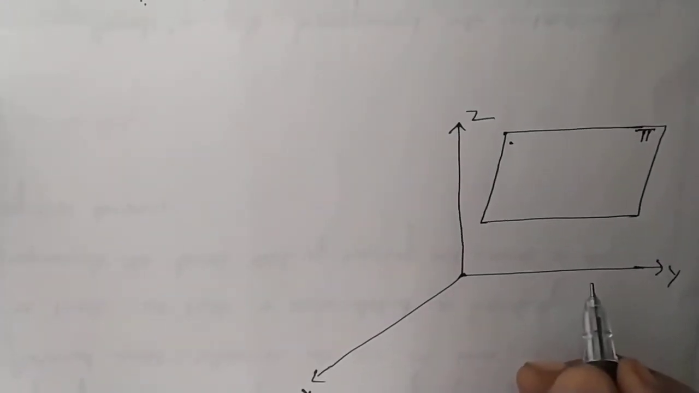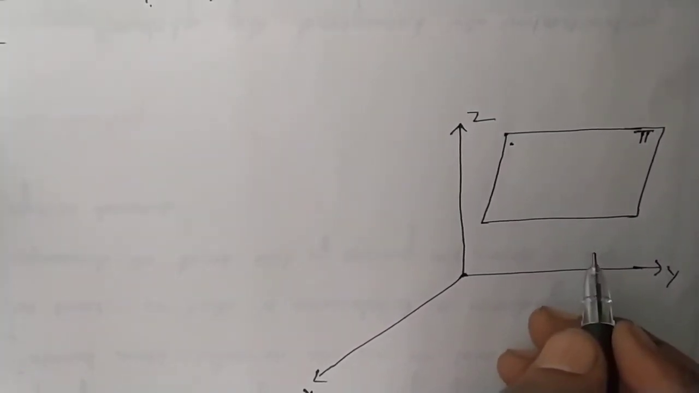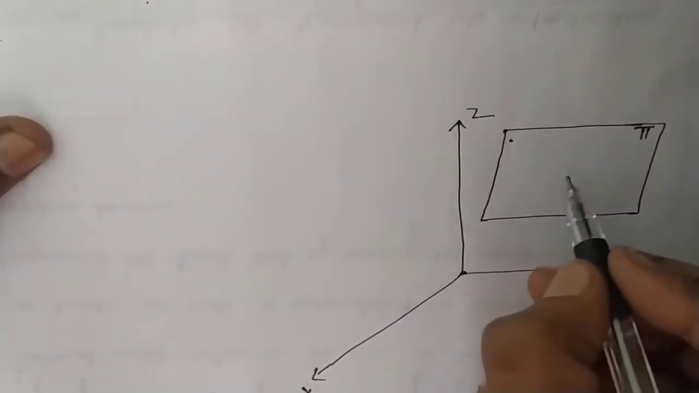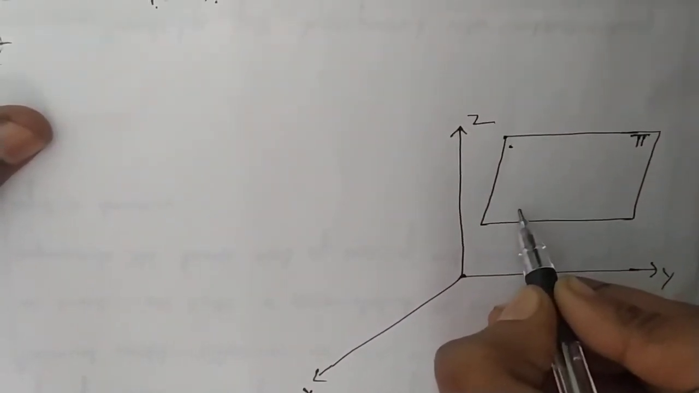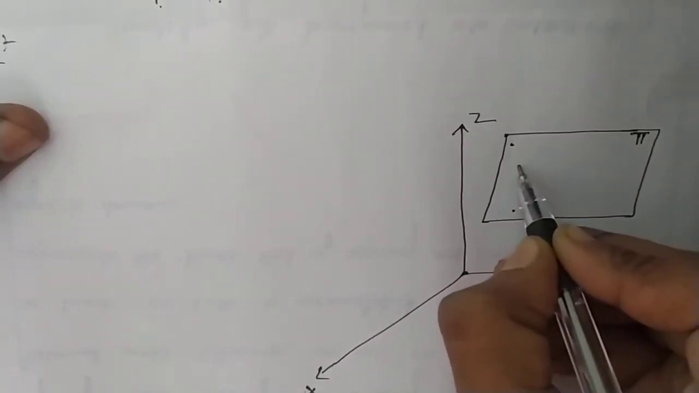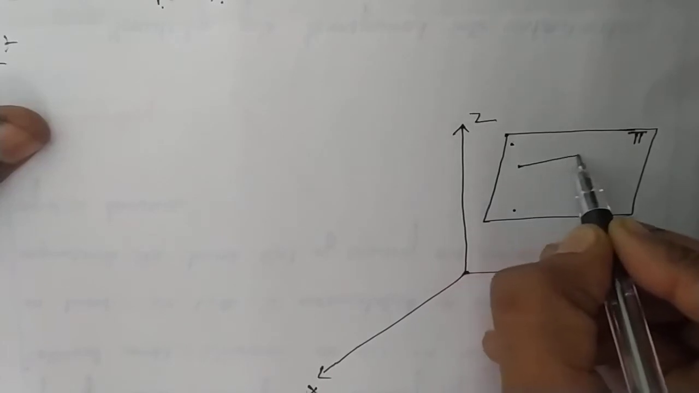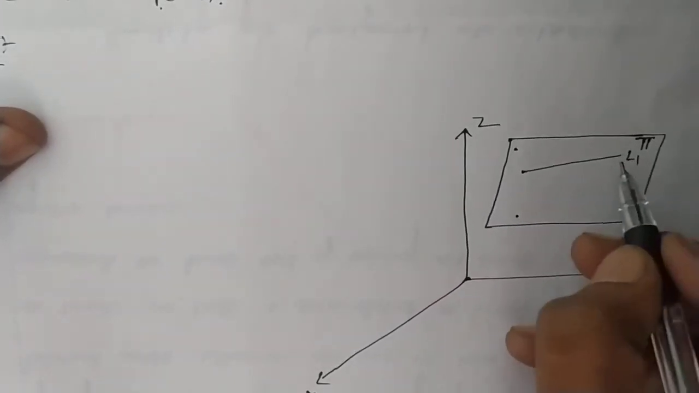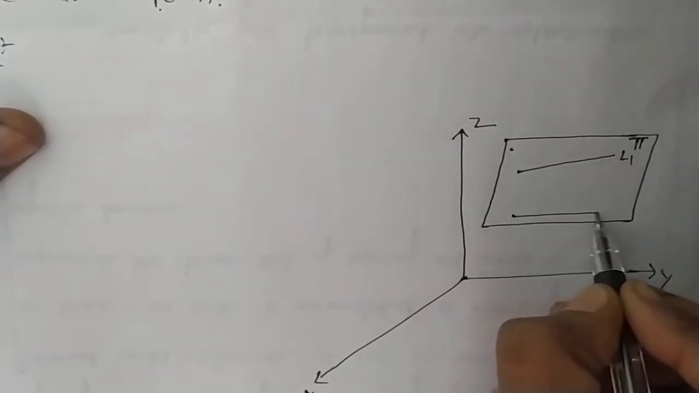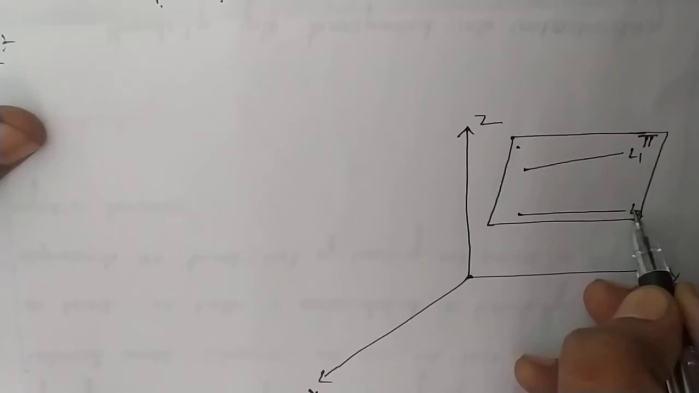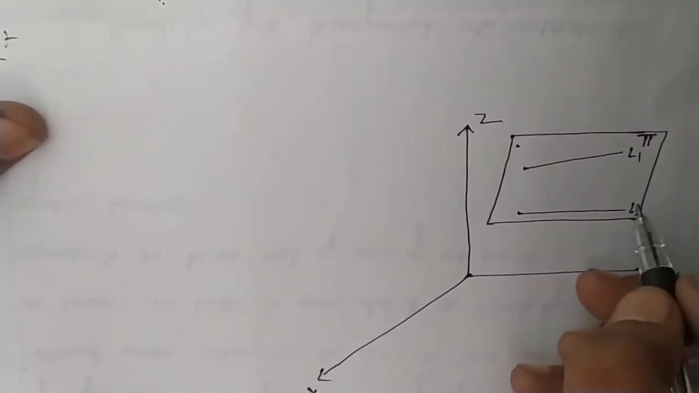We have to derive the condition for the coplanarity of two lines in the plane. Let us consider two lines in the plane. This is a line L1 and this is a line L2.